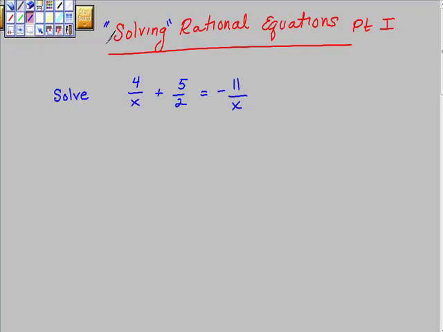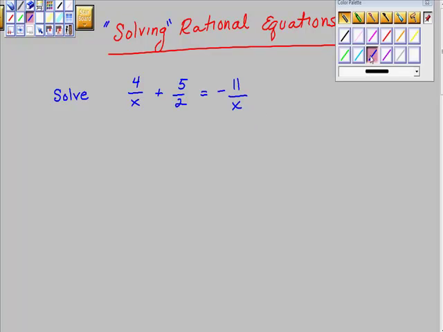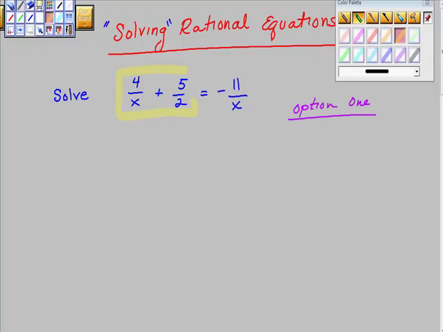The first option, so let's call this option one: simplify both sides and then cross multiply. So I'm going to simplify this. Right now all I'm doing is looking at this piece right here.